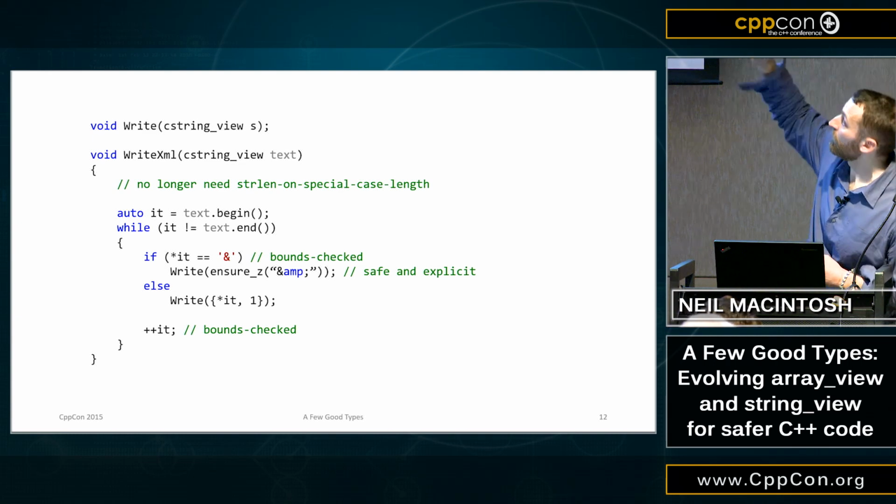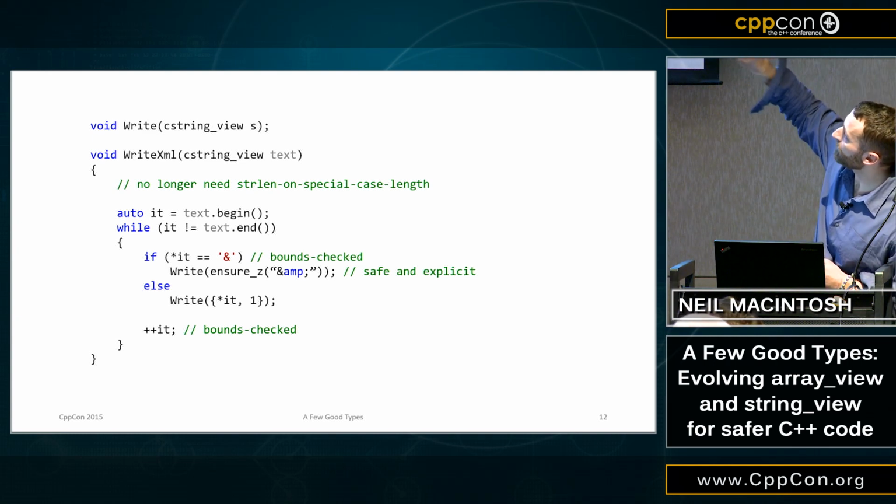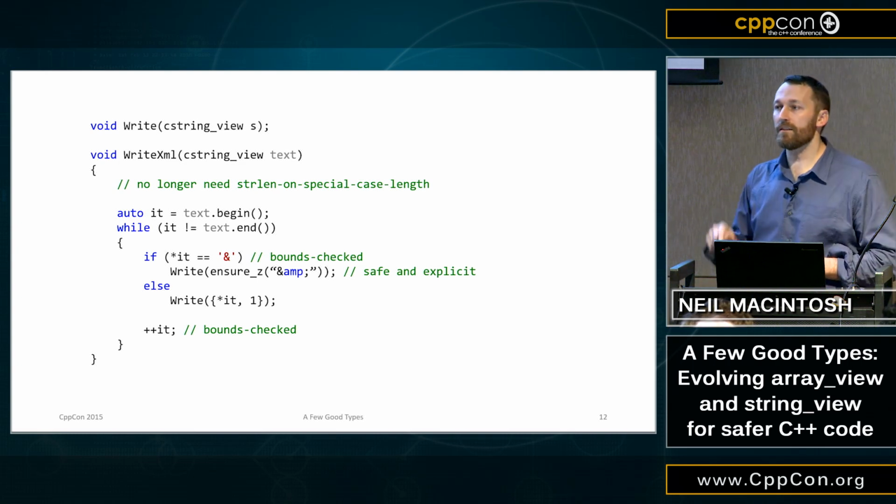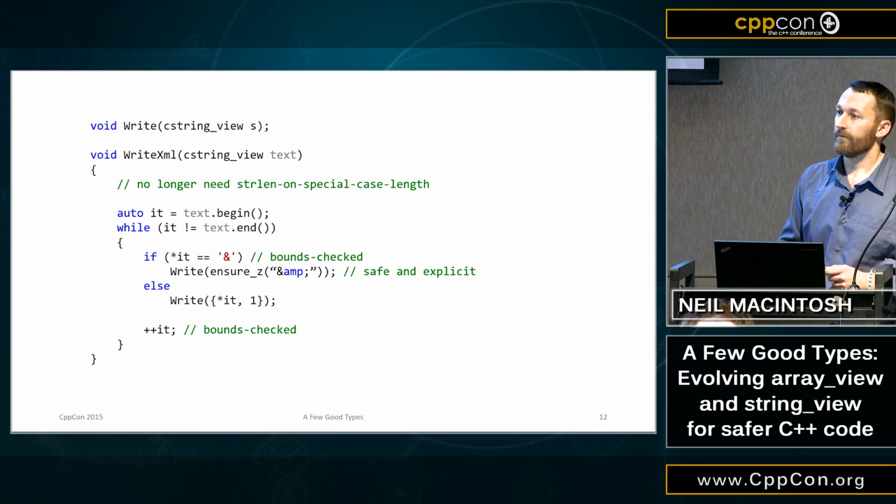We don't need that anymore. We always get the length passed along with the pointer. And then I've done minimal changes to the loop because I wanted to show that these types are incrementally adoptable.